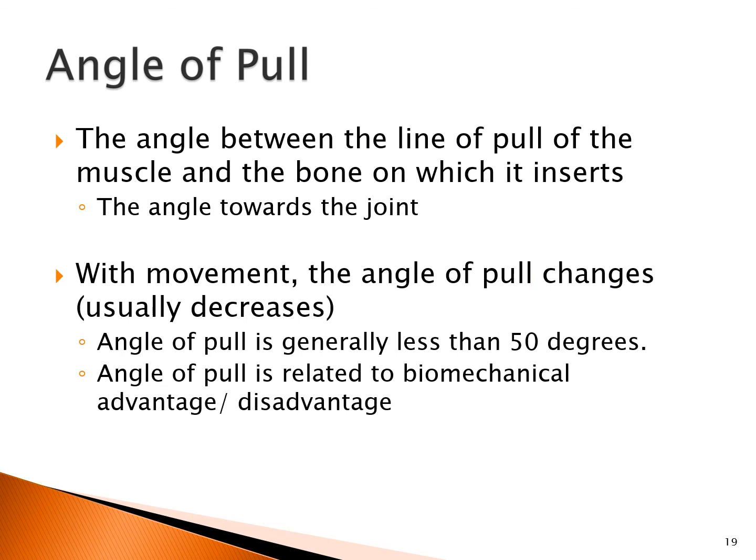Okay, angle of pull. So this is the angle between the line of pull of the muscle and the bone to which it inserts. This is going to angle towards the joint. With movement, the angle of pull changes, generally decreasing as we decrease that joint angle, and the angle of pull is generally less than 50 degrees. Angle of pull is related to our biomechanical advantage or disadvantage in relation to a particular joint and a particular muscle action.